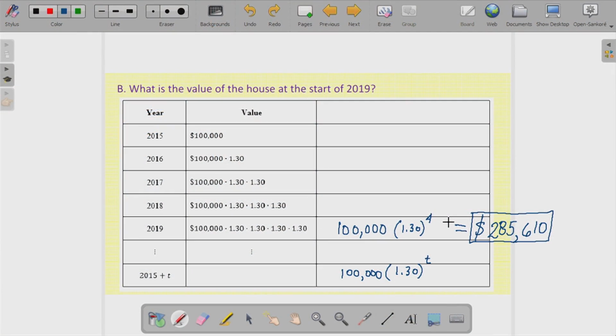Yeah. One other thing I should say is I didn't actually compute that value for 2019. For those viewing at home, it's $285,610 in case you were wondering. There it is on the screen. And I think that's a wrap for this problem.